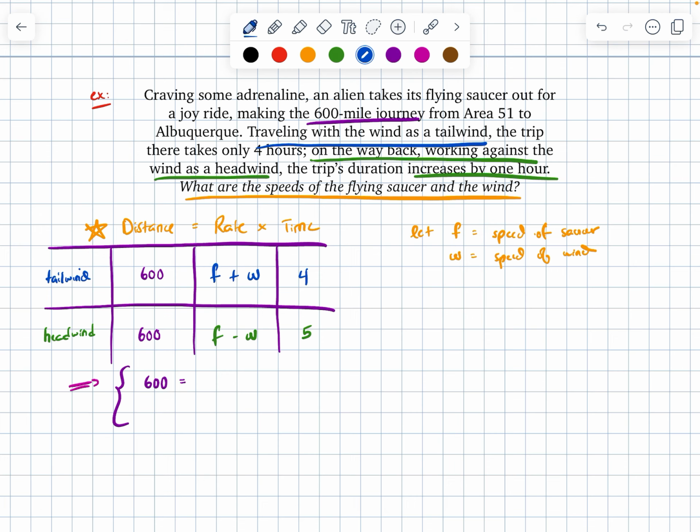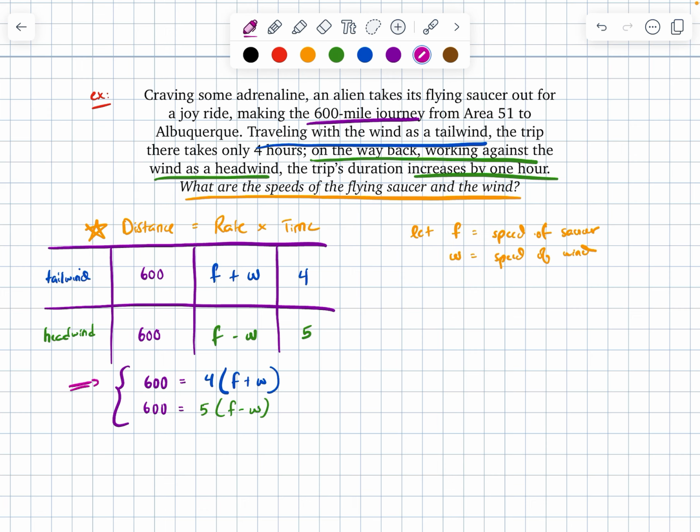In my first case, I know the distance, 600, is equal to my rate of f plus w times 4. To make sure the entire f plus w gets multiplied, I'll write it in parentheses. By exactly the same logic in our bottom equation, 600 will also be equal to f minus w times 5. To make sure the entire f minus w gets multiplied, I'll again write it in parentheses like so. From here, there's no right way to solve. I'm going to choose to do it by elimination.